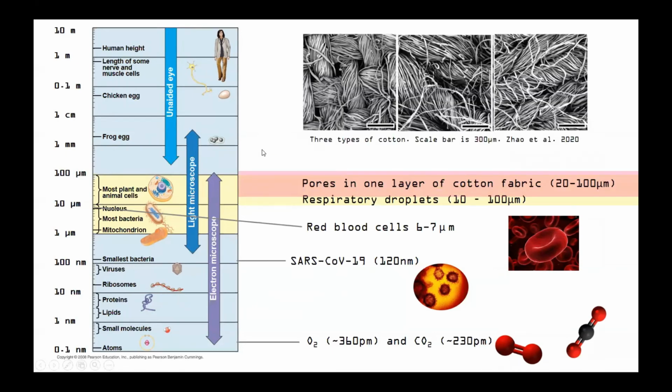Just to compare, the pores in one layer of cotton fabric, depending on the weave, the type of cotton, can be somewhere between 20 and 100 micrometers. So here are 3 types of cotton. You can see the pores between them. Okay, the scale bar here is 300 micrometers, so that's where we're getting this estimate. Okay, so you can see the sort of scale. All right, I like to compare this again to the size of respiratory droplets, but also to the size of oxygen and carbon dioxide. Okay, again, we can keep moving up the scale.